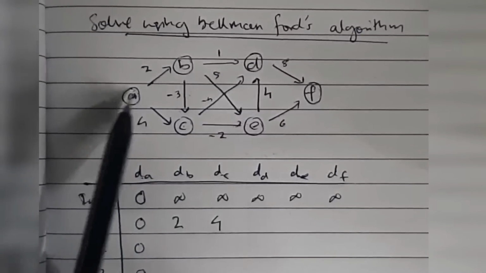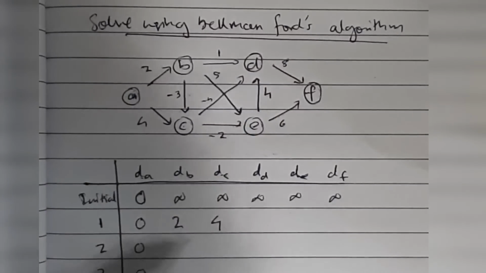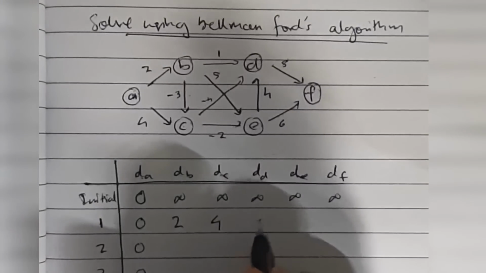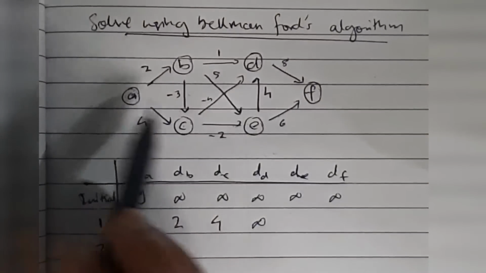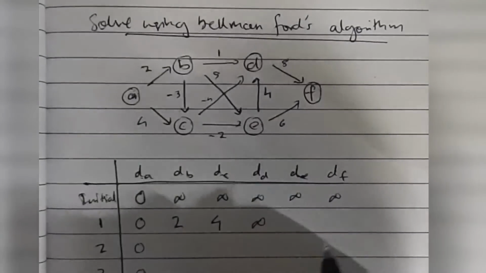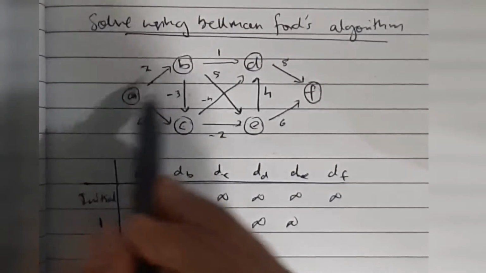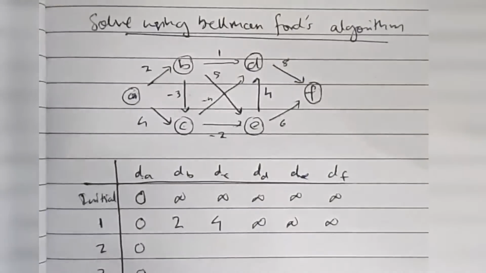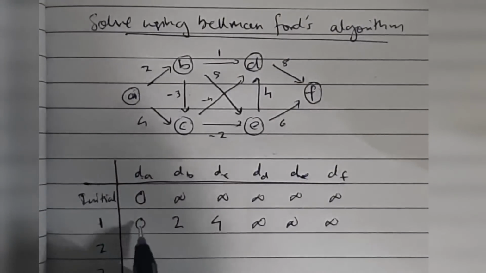A to D. A to D I don't have any direct path, so I can't write anything, I'll mark it as infinity. A to E is also, there is no direct path. And A to F also does not have any direct path. Okay, I'll be writing infinity. That was the first trail.